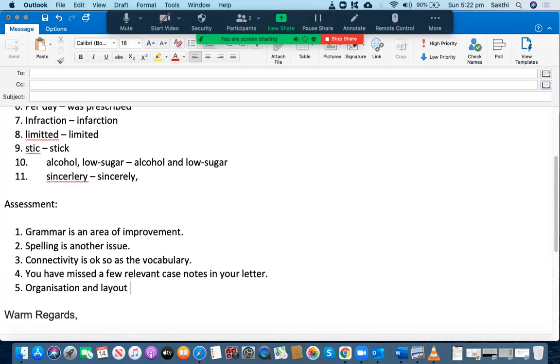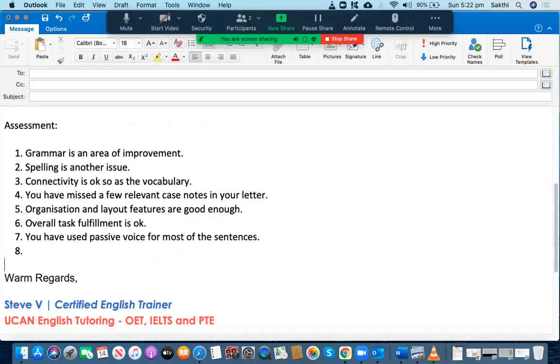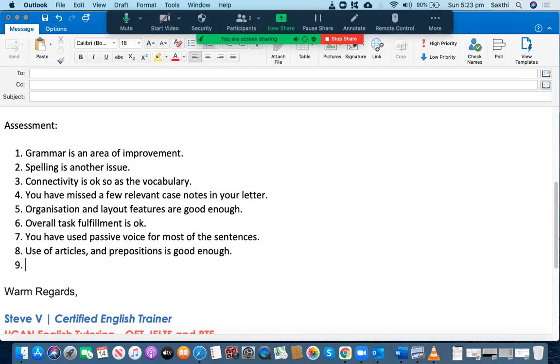Organization and layout features are good enough. Overall task fulfillment is okay. I'm happy with that. All right. You have used passive voice for most of the sentences. I'm happy with this one as well. What else? Connectivity is done, vocabulary is done, overall task fulfillment is done, case notes were organized, that's fine, spelling is done. Yes, use of articles and prepositions is good enough. I'm happy with this one as well.